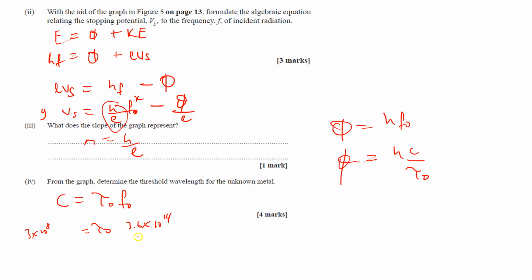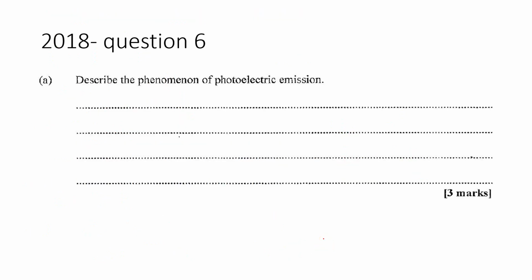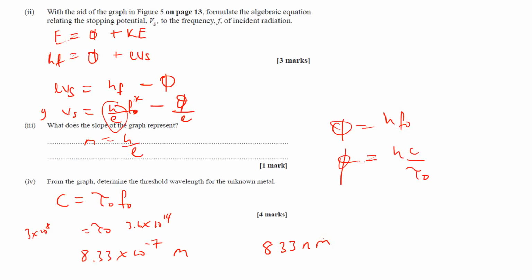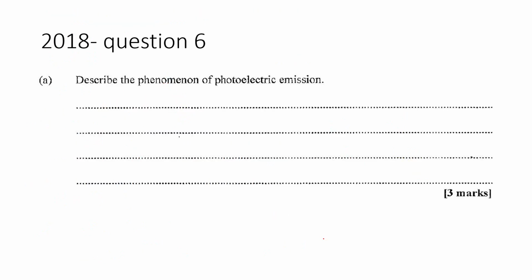I am getting a wavelength that is about 8.33 times 10 to the minus 7 meters, which technically is saying 833 nanometers, right? So I will leave it at that for this particular question. You can go ahead and verify if that makes sense to you guys.